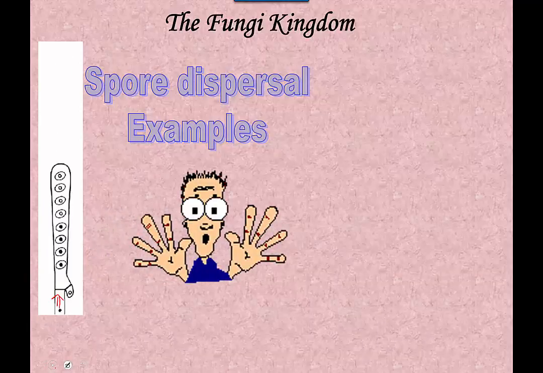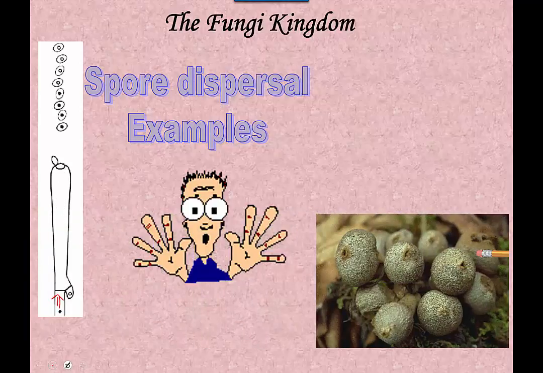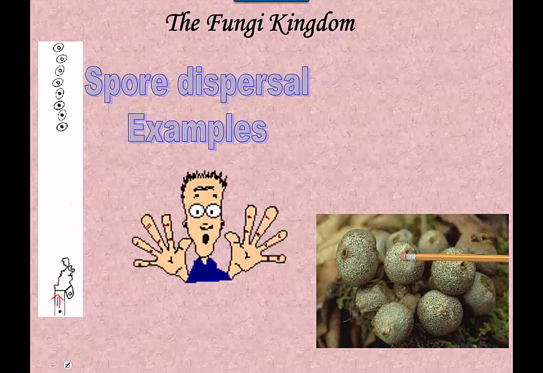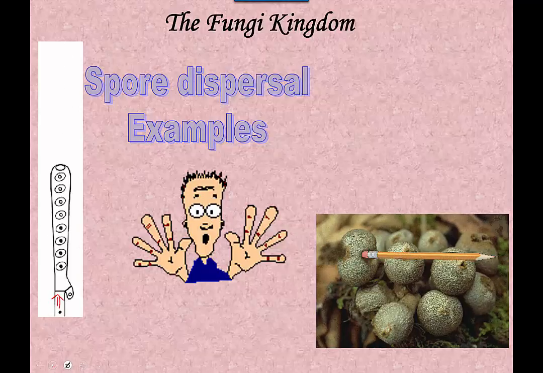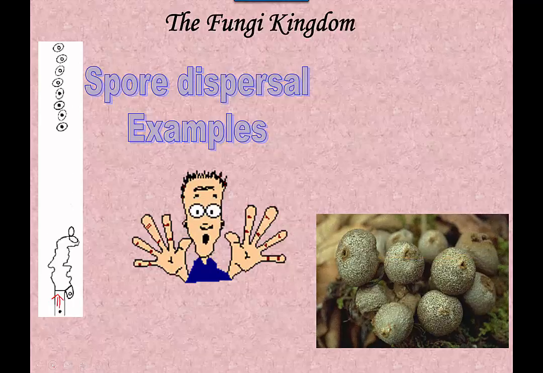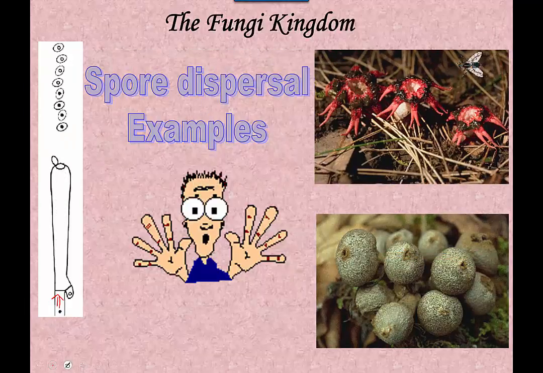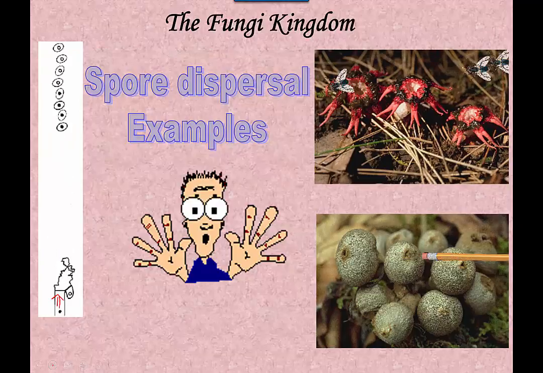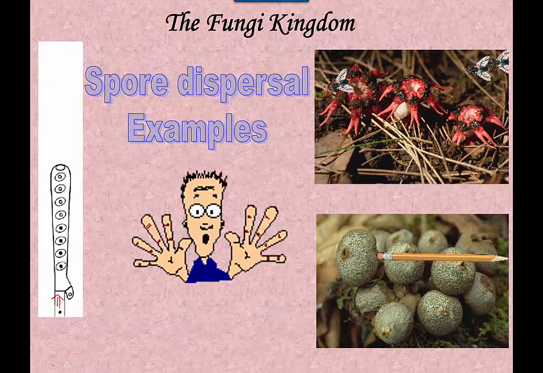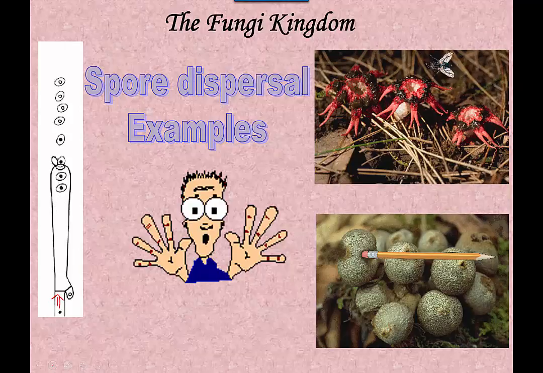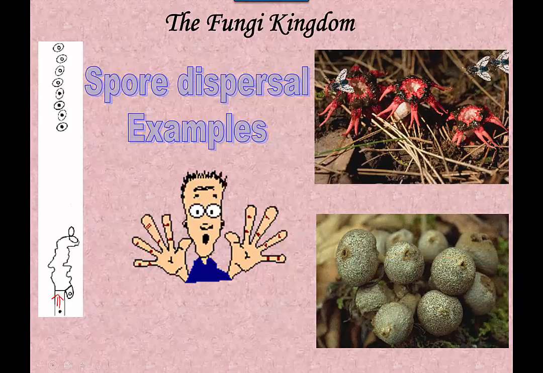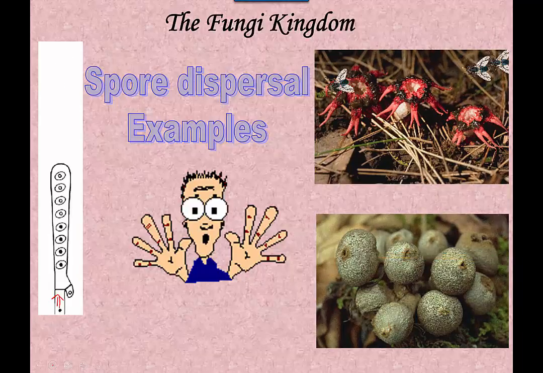We also have people. They get stuck on people's hands and we carry them around. Or an organism steps on a puffball mushroom, and notice the holes on the top and the black gunk that comes out. Those are all spores. Or of course we have flies that sit down on the fungus and get the spores stuck to them and carry them off.